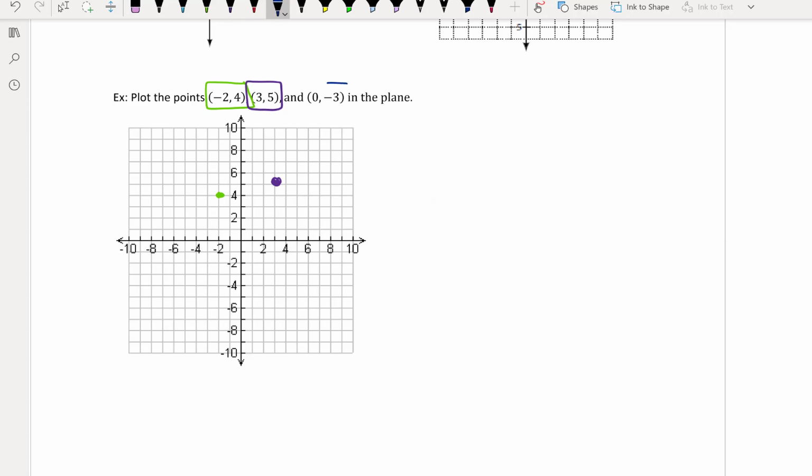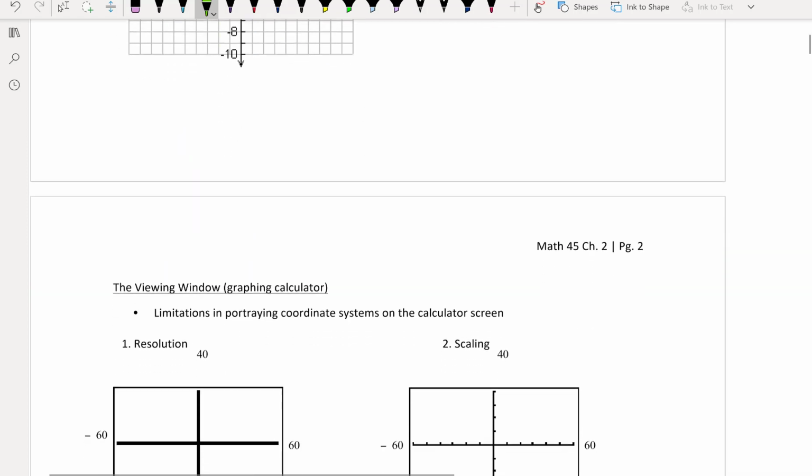And now we have (0, -3). That means the x is 0, so you're right in the center. And if it's -3, then you go down to -3. So that would be the point (0, -3). And if I want, I can go ahead and label. It's not necessary, but you can. That way you're just aware of what the ordered pairs are that you just drew. Okay. All right. So let's go down to the next page.